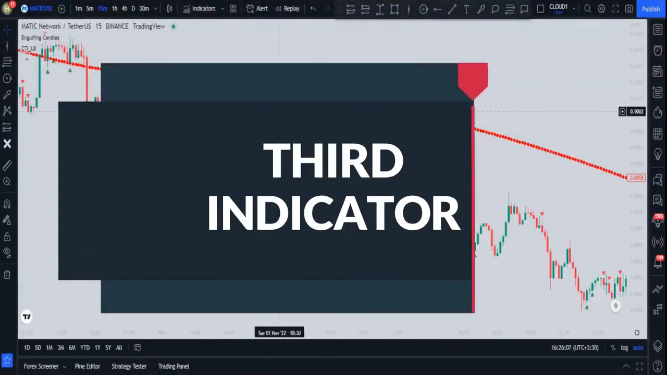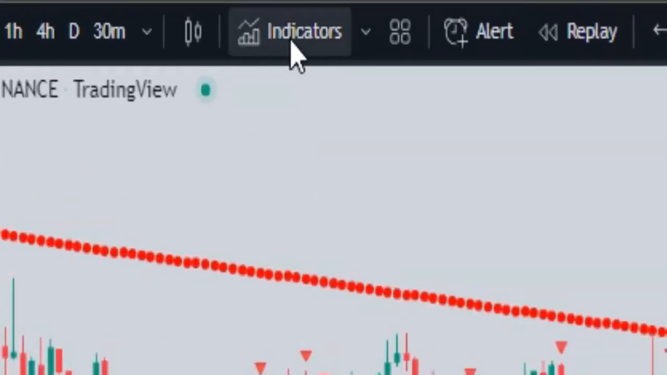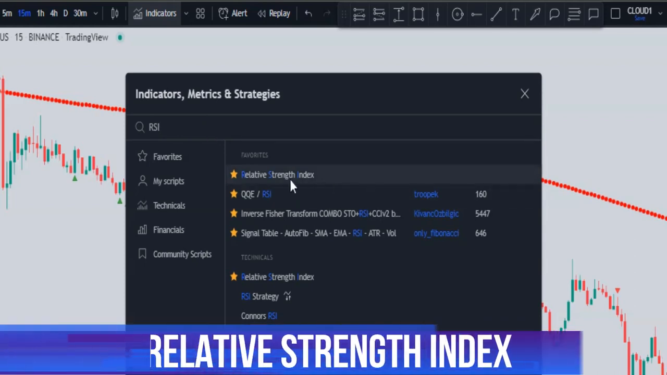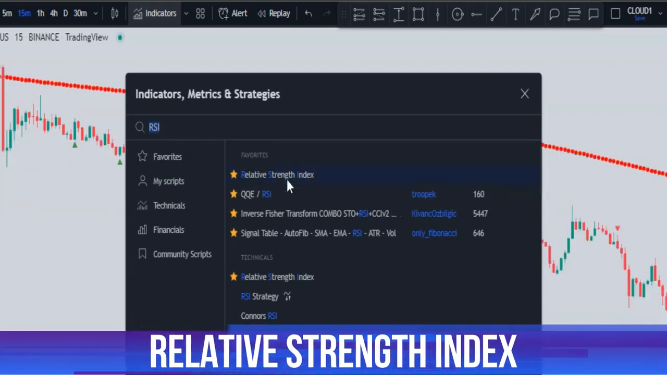Let's add the third indicator to complete the setup. So go ahead to the indicators and search for the third indicator, which is called RSI or Relative Strength Index. This would be our final indicator.